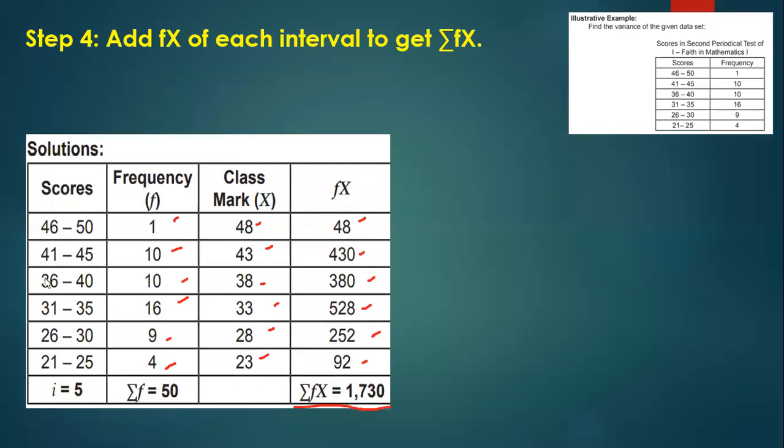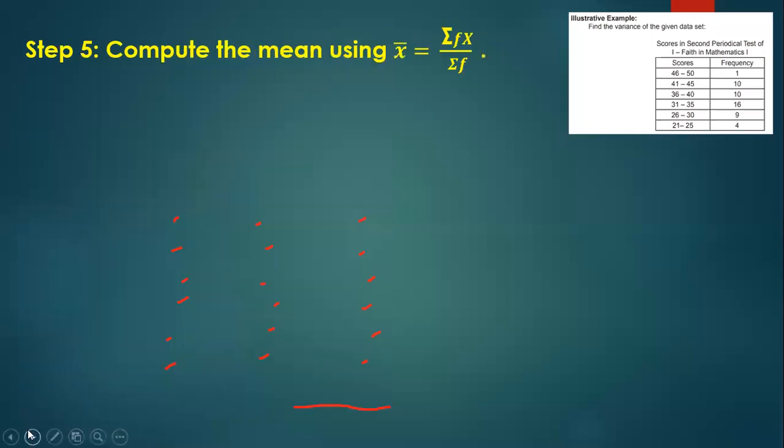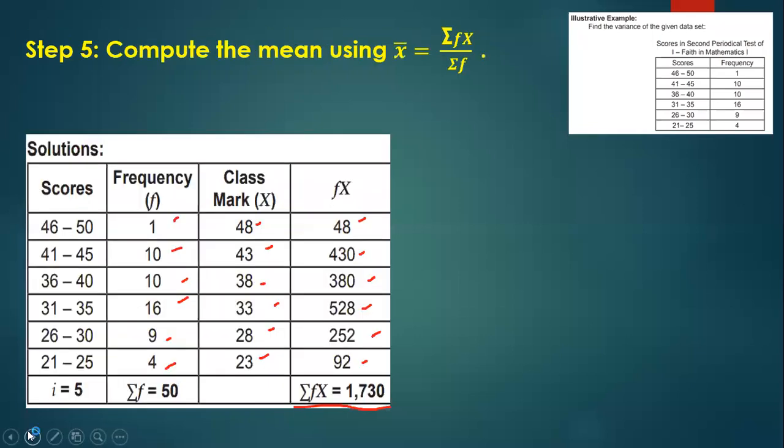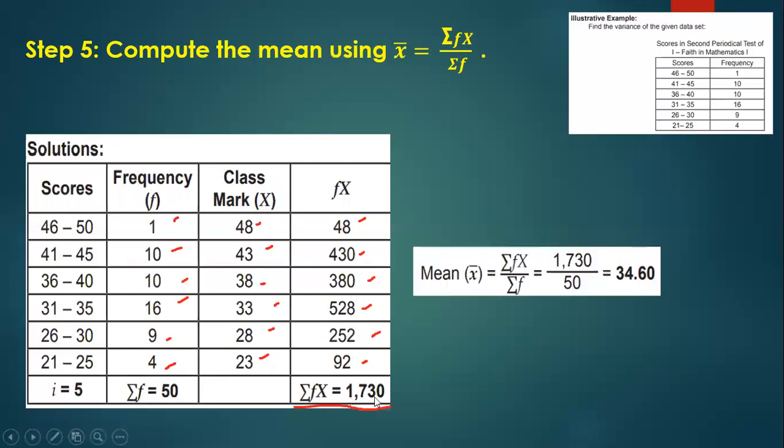Okay, step number 5. So you need to compute the mean using this formula: sum of frequency times midpoint over sum of the frequency. How to get it? Just substitute your 1,730 in the numerator, then 50, the sum of your frequency. 1,730 divided by 50 will become 34.6, or 34.60. Okay, that is step number 5. You need to compute the mean.